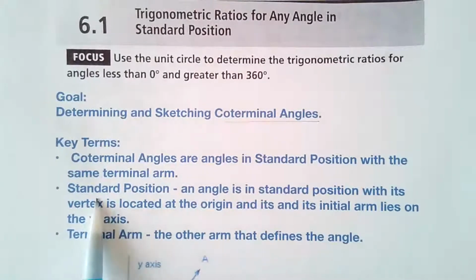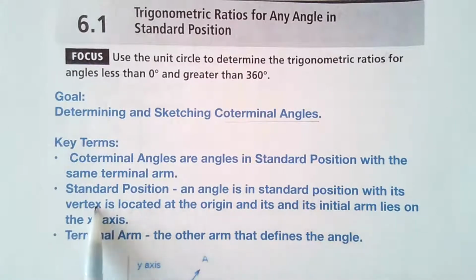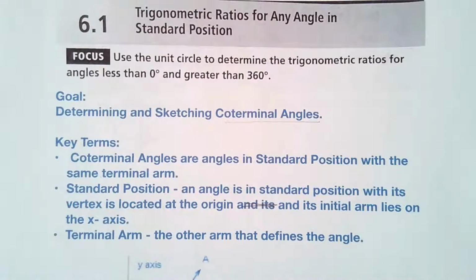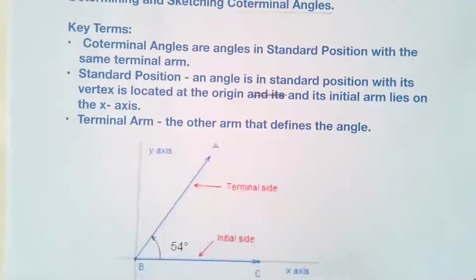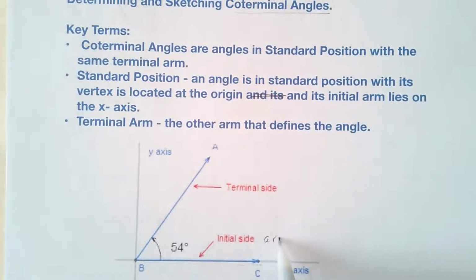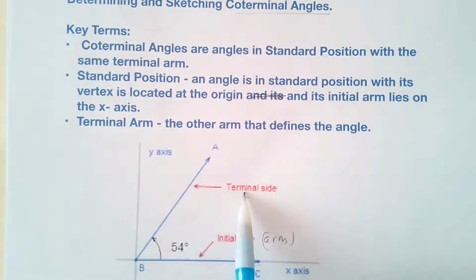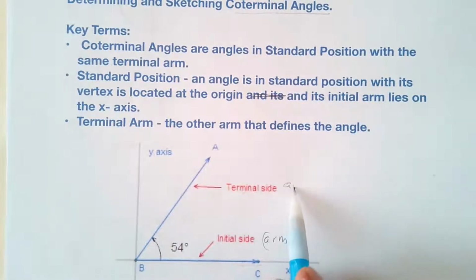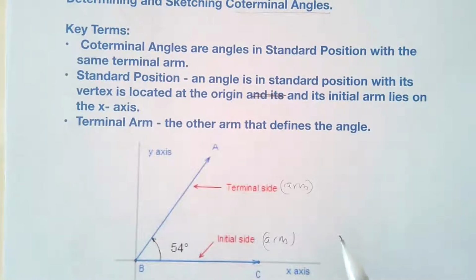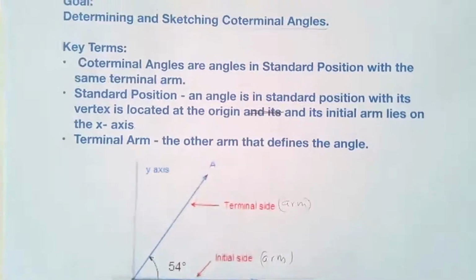A standard position angle is an angle where the vertex is located at the origin and its initial arm lies on the x-axis. So we will be looking at this in detail. Here we have the initial arm, and this would be the terminal arm here. So this is an overview of today's lesson.